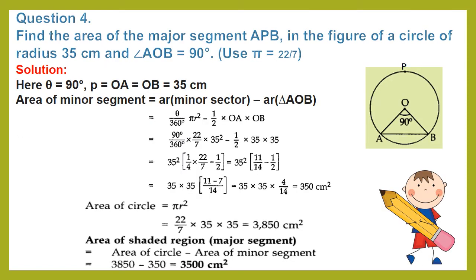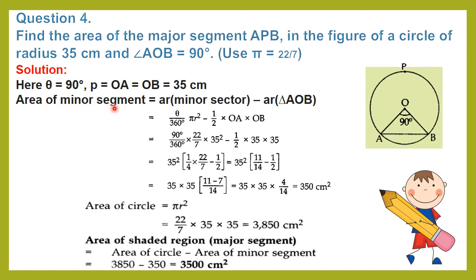Take question number 4, in which you have to calculate the area of major segment APB. In this figure you can observe the radius of the circle is 35 centimeter and angle AOB is 90 degree and the pi value we will use is 22 by 7. Now theta is 90 degree, clear, and OA is equal to OB is equal to 35 centimeter, clear.